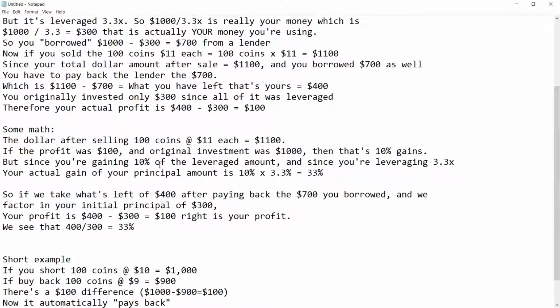So if we take what's left of $400 after paying back the $700 that you borrowed from the lender, and we factor in your original principal of only $300, your profit is $400 minus $300, which is equal to $100, right? That's your profit. So now we take $400 divided by $300, your profit is now 33%. Does that make sense, guys? I really hope that it does. That is how leveraged amounts are calculated.